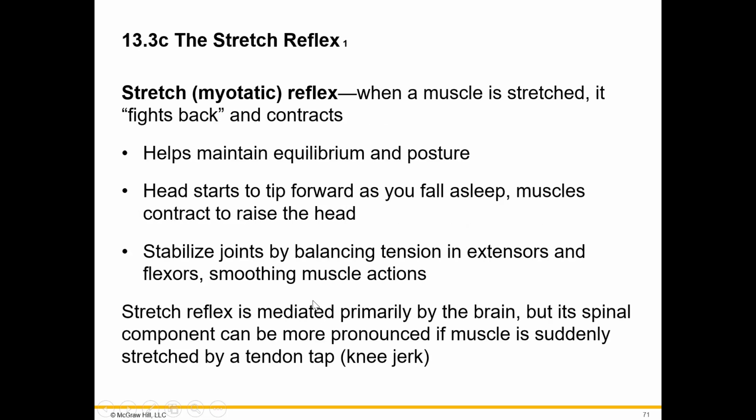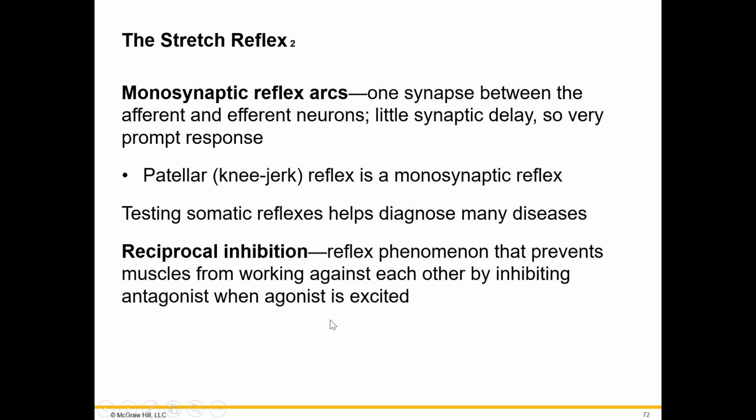Stretch reflex is mediated primarily by the brain, but its spinal component can be more pronounced if the muscle is suddenly stretched by a tendon tap, known as the knee jerk. The stretch reflex is monosynaptic, a monosynaptic reflex arc: one synapse between the afferent and efferent neurons. There's little synaptic delay, so there's a very prompt response. There's the patellar knee-jerk reflex, we talked about that, and then there is reciprocal inhibition.